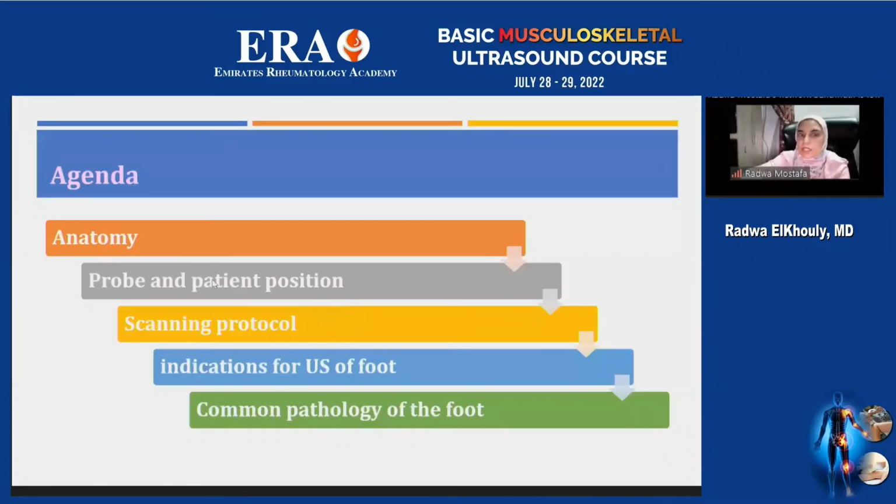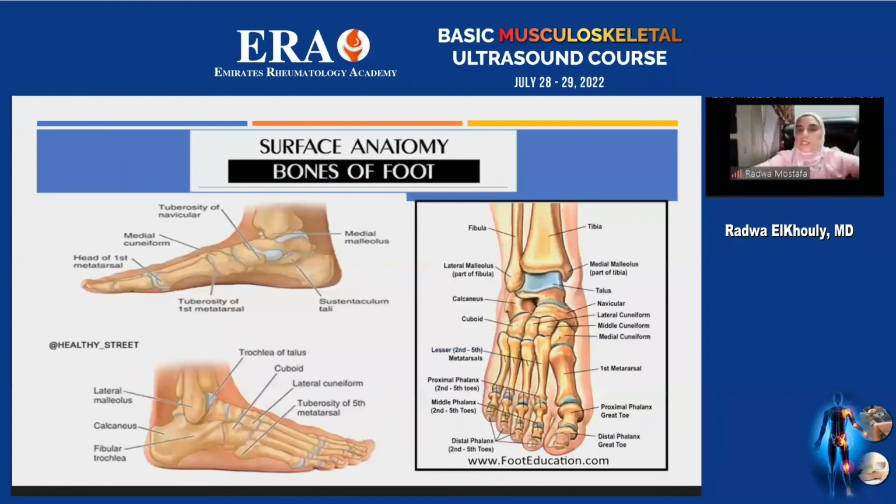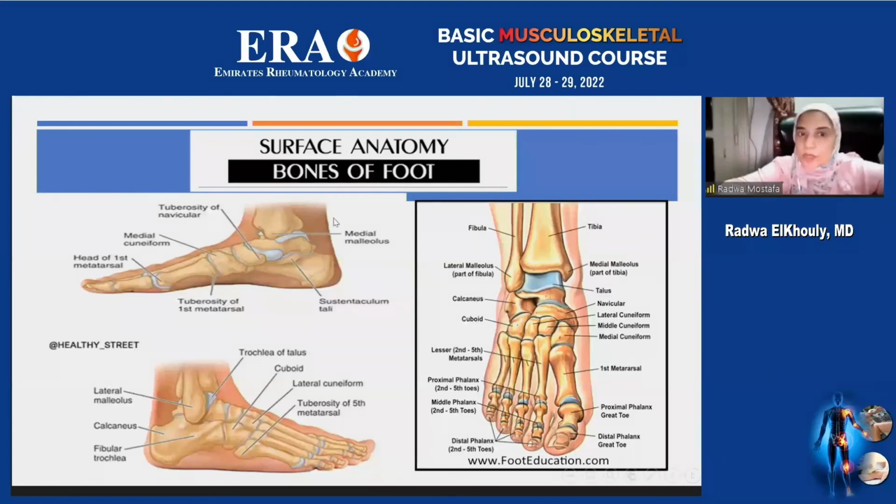My agenda is the anatomy, probe and patient position, scanning protocol, indication for ultrasound of the foot, and the common pathology of the foot. We will start with the anatomy. The anatomy of the foot is complex, but I will try to simplify. As we heard from Professor Nuran, we start with the ankle. It's formed by articulation between the tibia and talus, and then the talus has an inferior articulation also with the calcaneus in between, the subtalar joint.